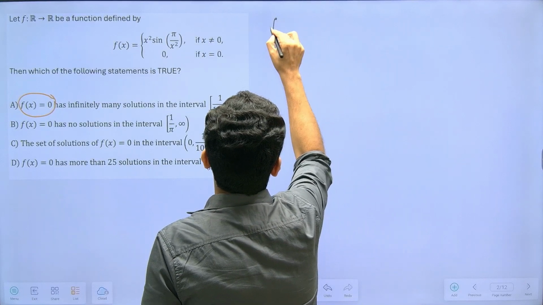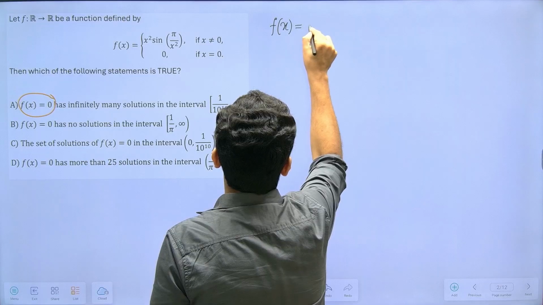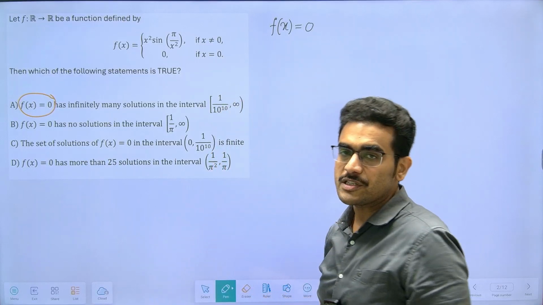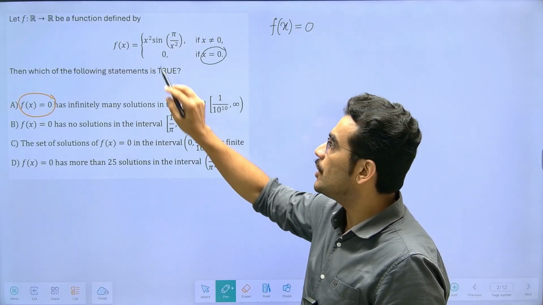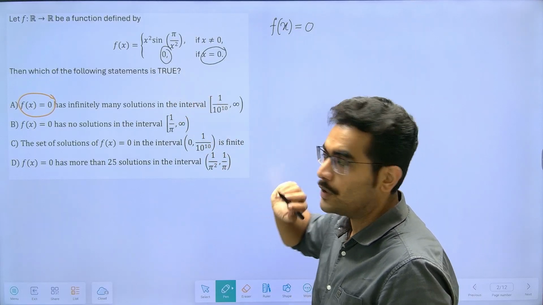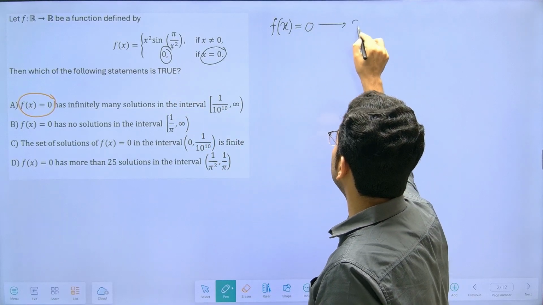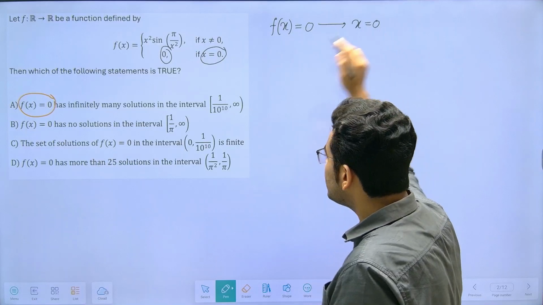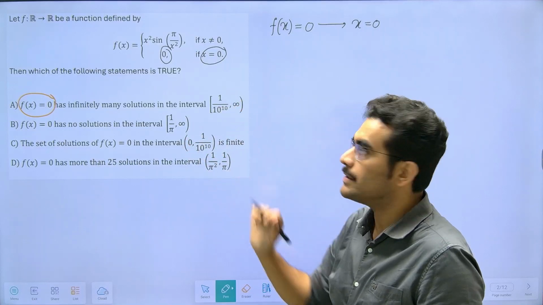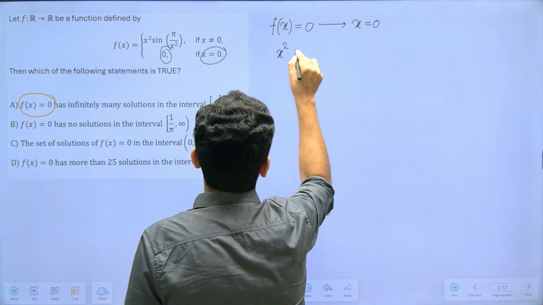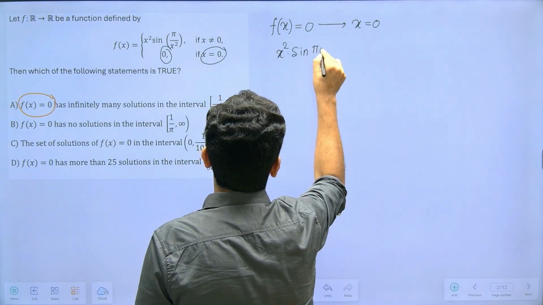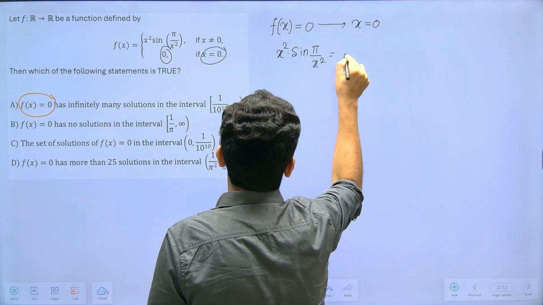Now if you see f(x) = 0, what about the roots of the equation? First of all, one root is already given in the question, that is x = 0, because for x = 0, f(x) is equal to 0. So of course one root is x = 0, but that is not in any one of the intervals. So we need to consider the other case, that is x² sin(π/x²) should be equal to 0.